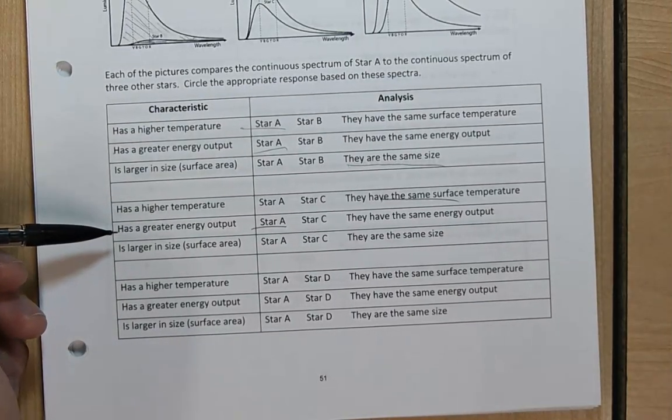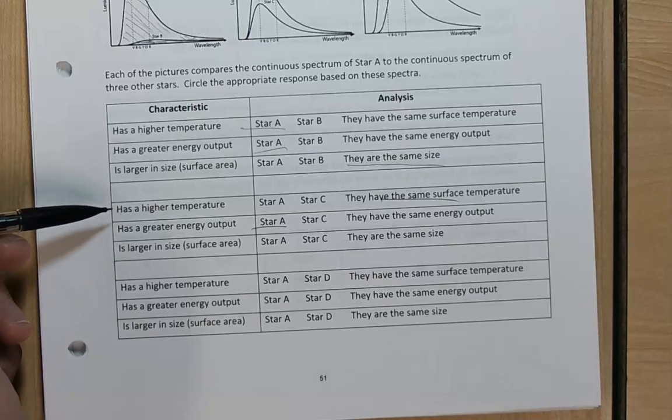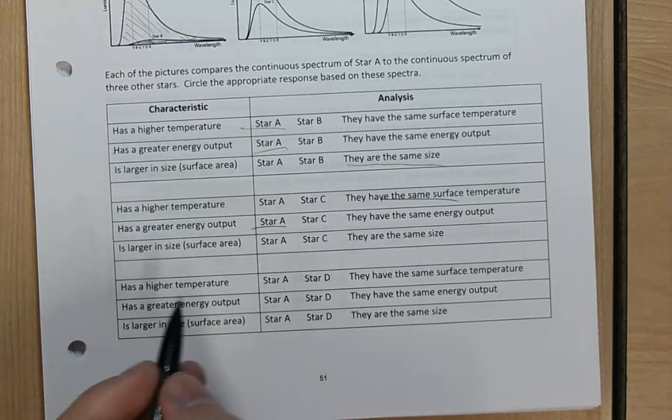So for A and C rather, right? Does star A have a higher luminosity because it's hotter or because it's bigger? Well, it can only be because it's bigger, because star A is not hotter. We know that star A and star C are the same temperature. And if A and C are the same temperature, the only way that A can be brighter is if it's larger.